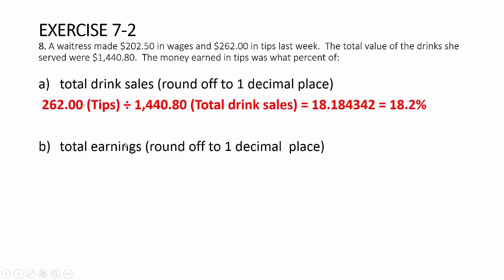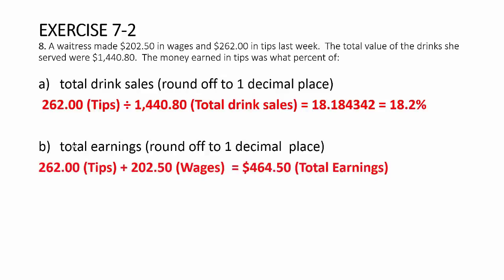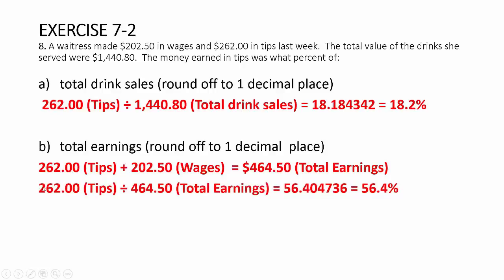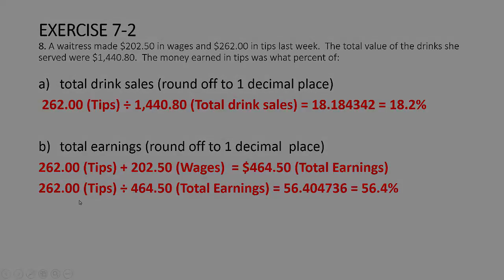The next question is, how much did she earn, or the percent earned in tips from her total earnings? Well, first we must calculate her total earnings. We will take her tips, we will add it to the wages that she earned, and see that her total earnings are $464.50. So once again, we start off with the tips, we divide it by her total earnings, we get an unrounded answer, rounded to one decimal place, we see 56.4%. Or in other words, she earned 56.4% of her total earnings through her tips.